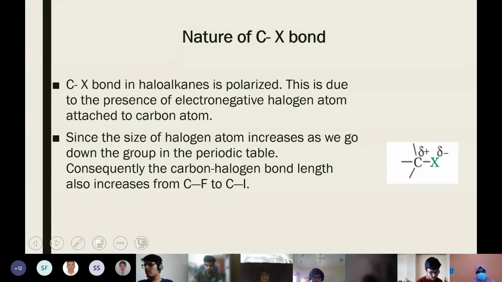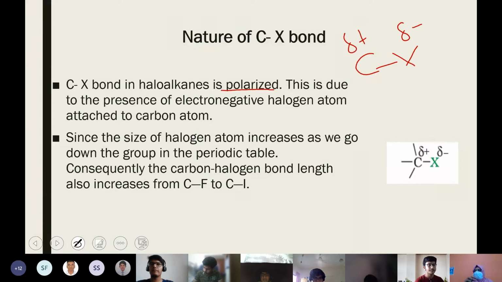The point we discussed was that carbon halogen bonds are polarized. There will be charge separation of negative and positive, and this charge separation is because of the electronegativity of the halogen atom. All the halogens, whether fluorine, chlorine, bromine or iodine, are more electronegative than carbon, which makes the bond polar or polarized. And the advantage of polarity is that such bonds are more reactive.